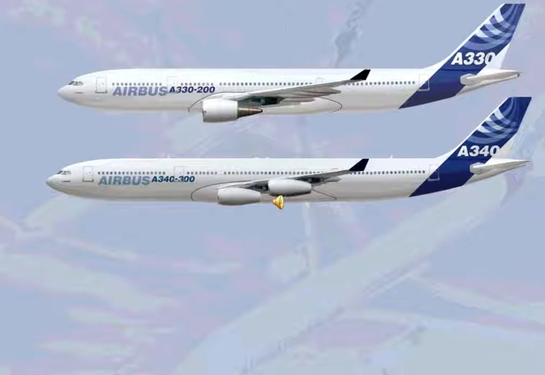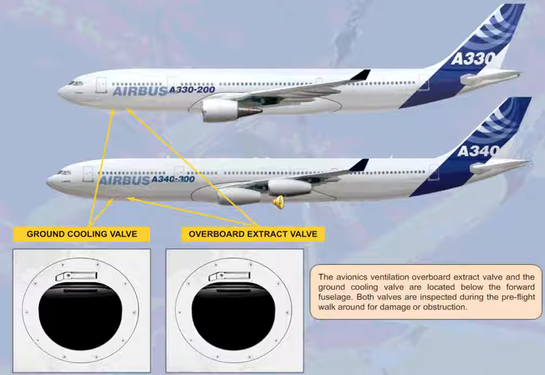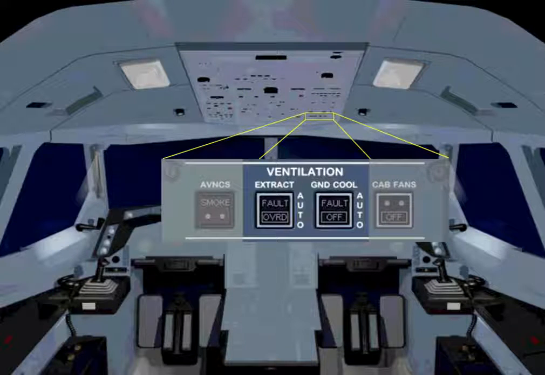The avionics ventilation overboard extract valve and the ground cooling valve are located below the forward fuselage. Both valves are inspected during the pre-flight walk-around for damage or obstruction. A ventilation panel on the overhead panel contains two push-button switches associated with the ventilation system. During the pre-flight cockpit scan, you should confirm that these switches are in the lights-out position. The avionics ventilation system will then operate automatically and require no pilot input.